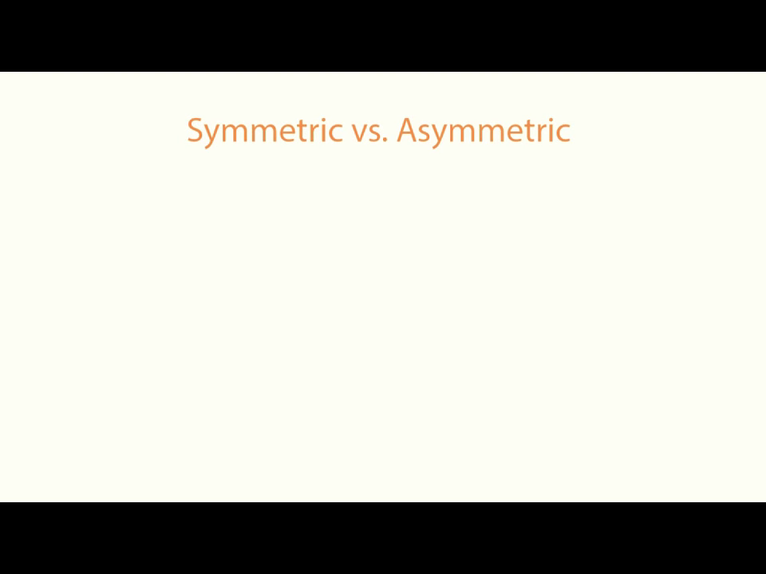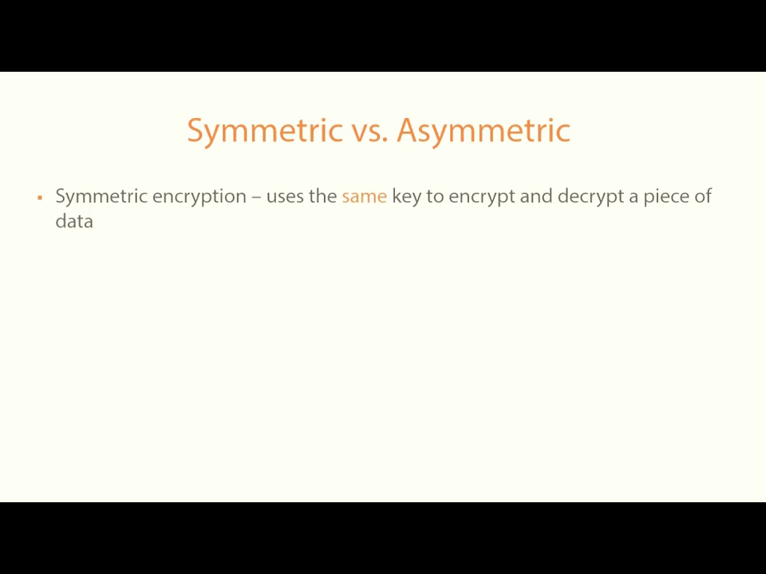Okay, next, let's talk about the differences between symmetric and asymmetric encryption. So, symmetric encryption uses the same key, it's symmetric on both sides. It's going to use that same key to both encrypt and decrypt a piece of data. Okay, so symmetric keys, as you might guess, are very fast.